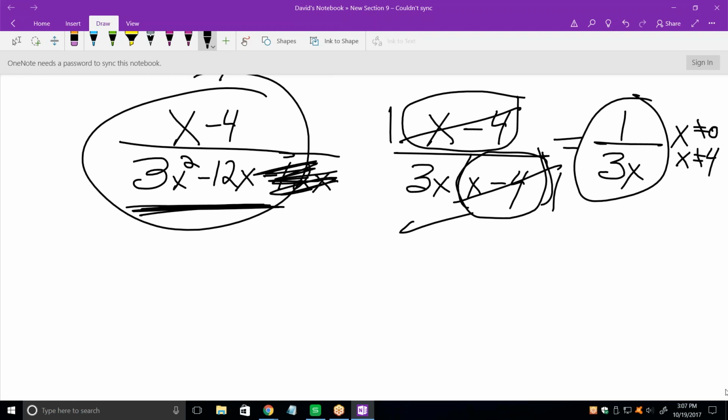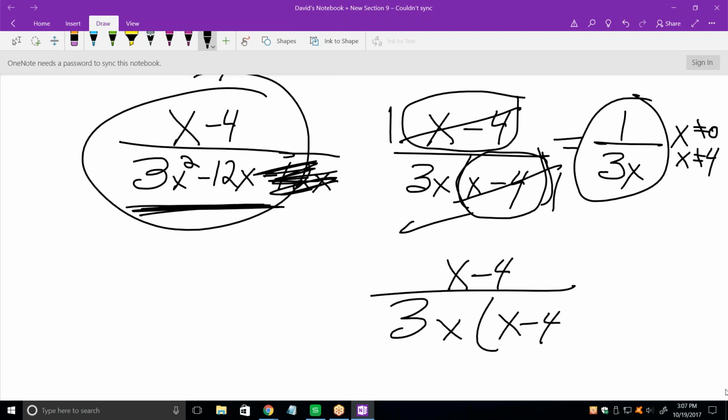So I'm just confused how you get those last two numbers. Well, here's what we had: x minus 4 divided by 3x times x minus 4. The one rule in mathematics says you can never divide by 0. Ever. Well, what makes the denominator 0? X equals 0 would do it. X equals 4 would do it. So those are the two numbers that x can never be.